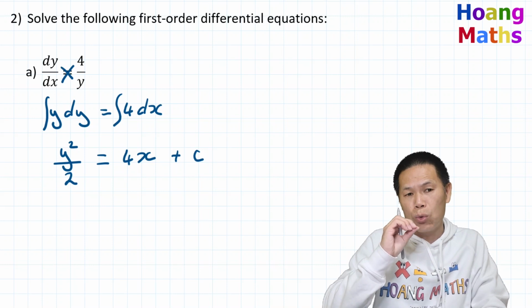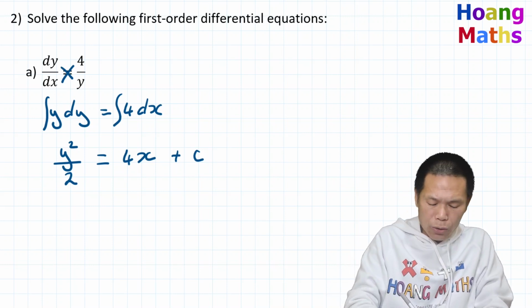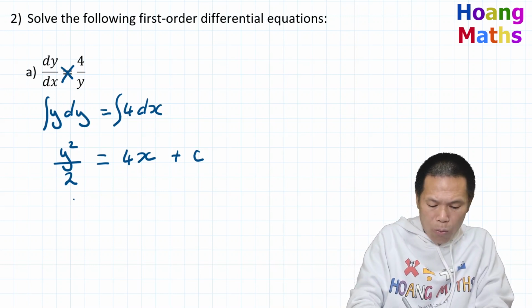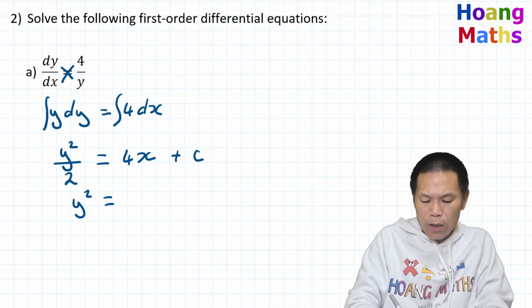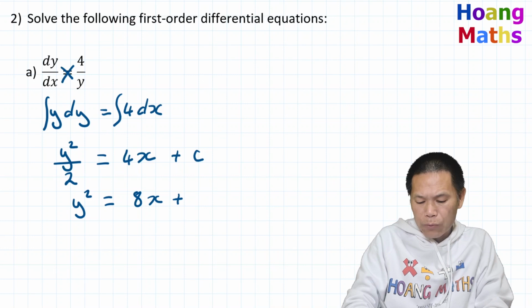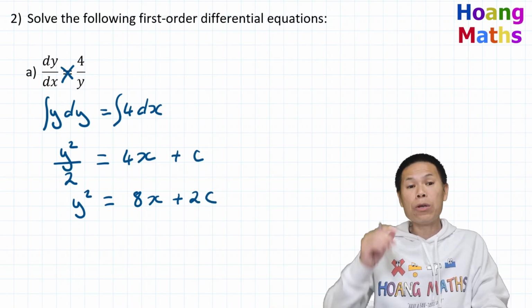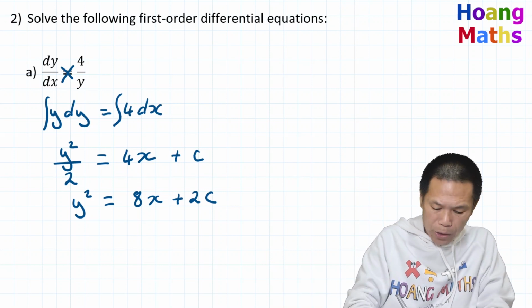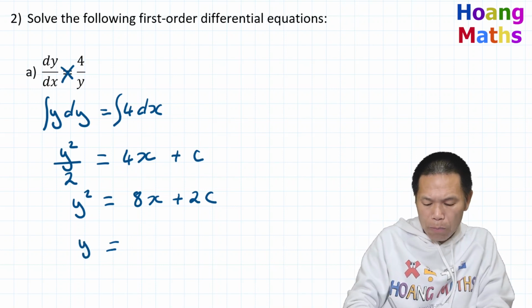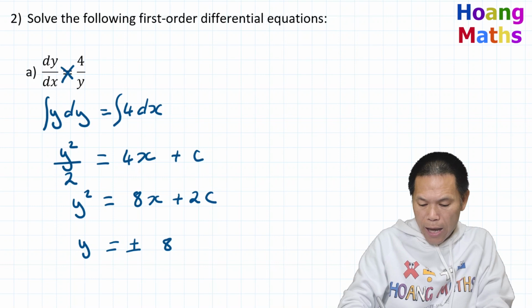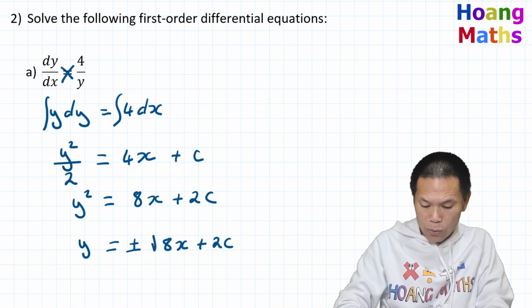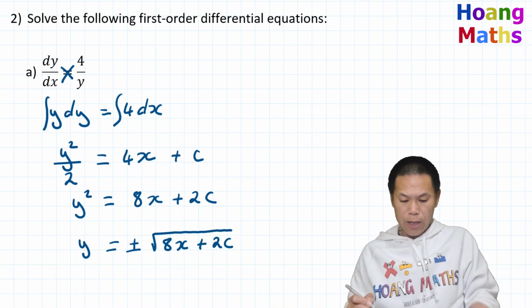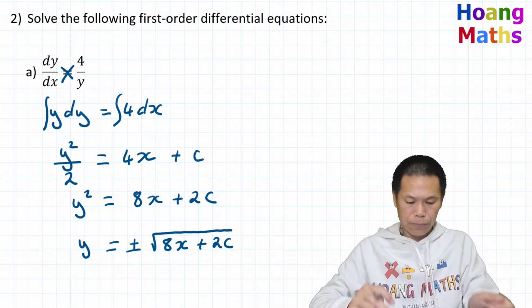So we just times 2 on both sides. So times 2, that means y squared will give me 2 times 4 is 8x, and we add 2c. Then we square root both sides, because we need to solve for y. So now y will give me plus or minus the square root of 8x plus 2c. So there you go.